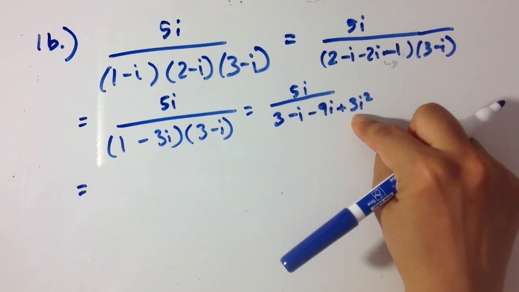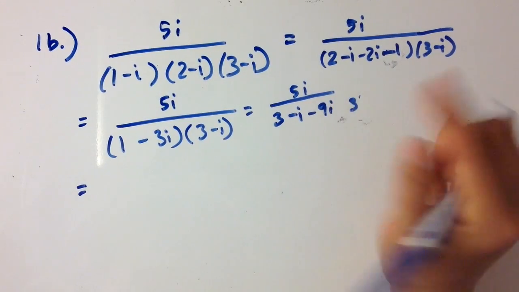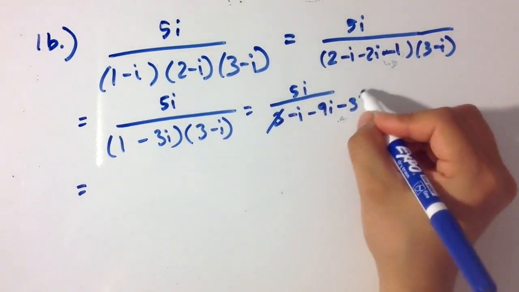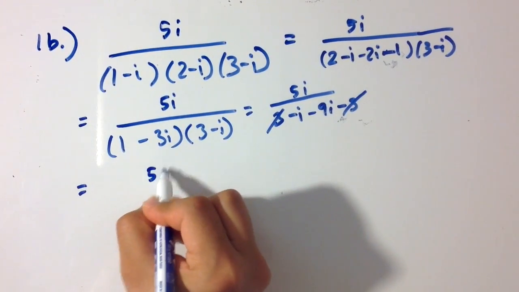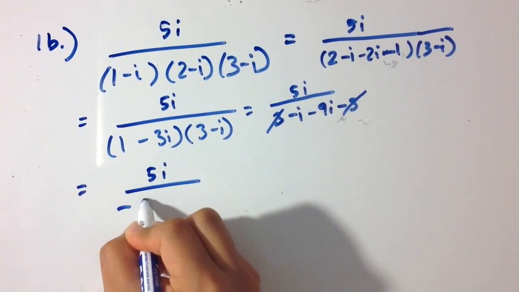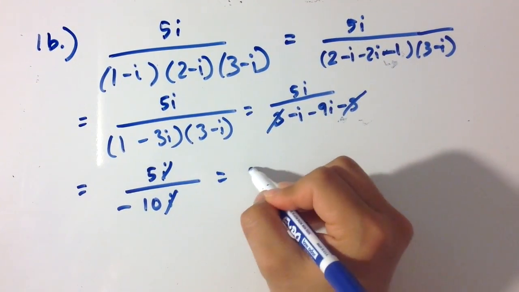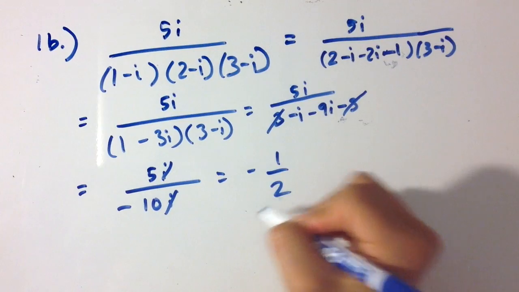In this case, I know i squared is minus 1, so I can change this to a minus sign. Then 3's cancel out and I'm left with 5i divided by minus 10i. The i's cancel out and I'm left with minus 1/2.